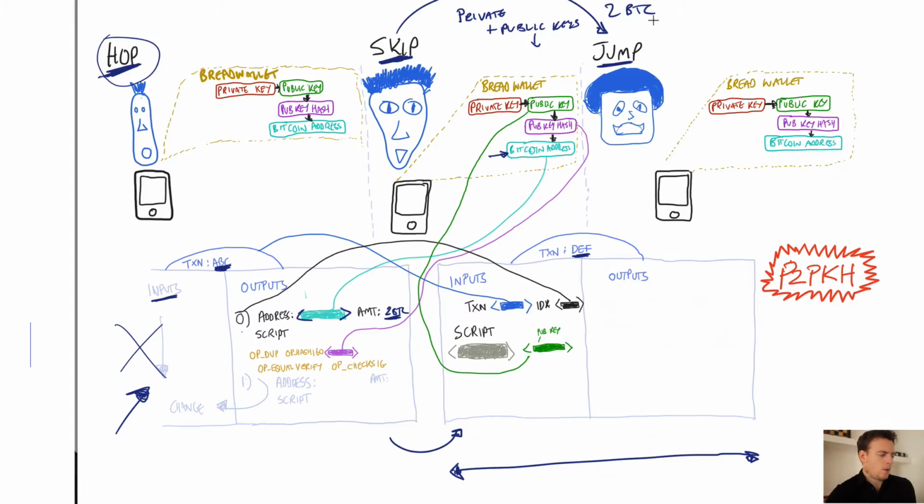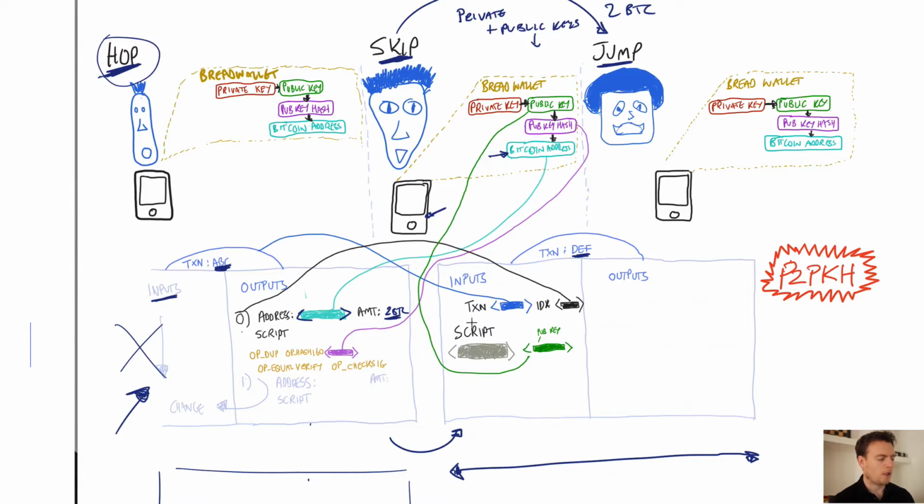Now, what he needs to do is first of all create a transaction and fill out the inputs and the outputs. The inputs are quite straightforward. Skip doesn't create the transaction manually. He's got his wallet software on his phone or whatever. It will create a transaction, and it will look at his unspent transaction outputs, so all the transactions that Skip has been a recipient of. It could be this one, it could be this one as well.